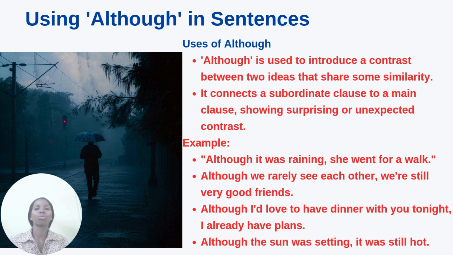Now let's use although in sentences. Uses of although. Let's start with the uses. Although is used to introduce a contrast between two ideas that share similarity. I've said that before. So the ideas or the sentences must be similar. And also, what does although do? It connects a subordinate clause to a main clause.